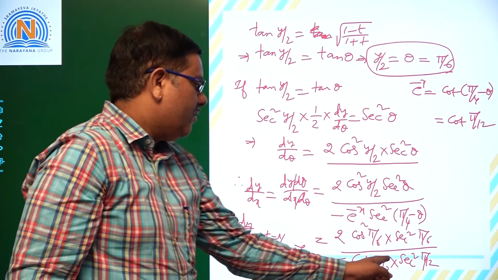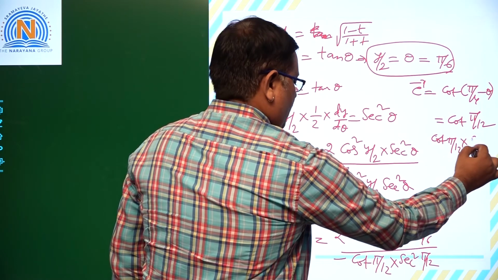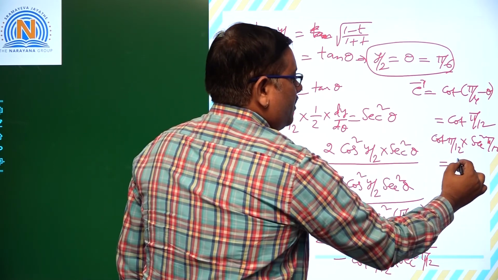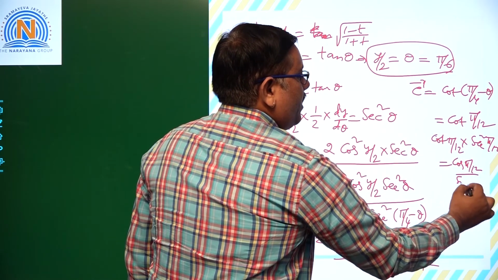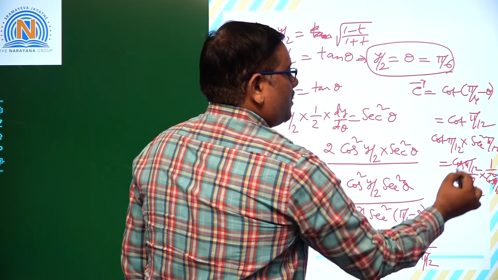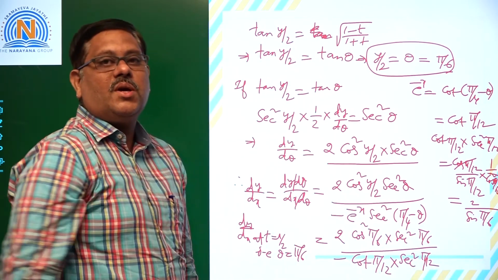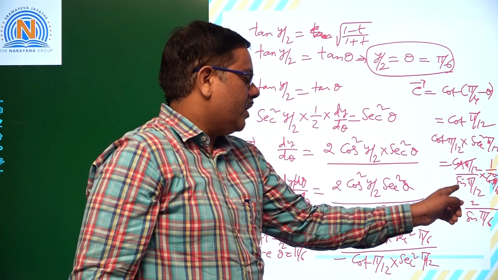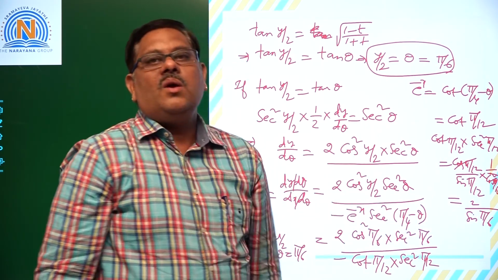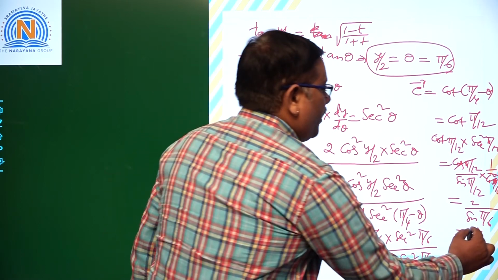What is the value of cot pi by 12 into secant square pi by 12? Let us find out. That is cos pi by 12 by sine pi by 12 into 1 by cos square pi by 12. One cos cancels, and if I divide and multiply with 2, it becomes 2 by sin pi by 6, that is, 2 sin theta cos theta is sin 2 theta. Sin 2 times pi by 12 is sin pi by 6. What is sin pi by 6 value for us? 1 by 2. So the whole value becomes 4 for us.